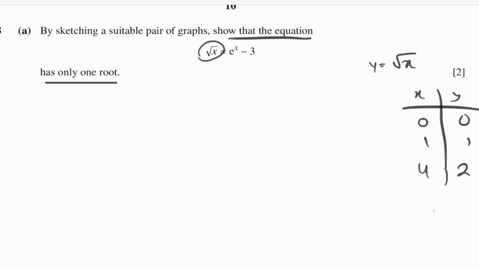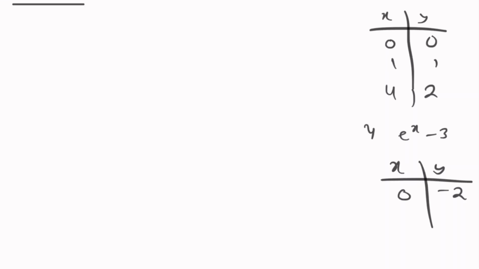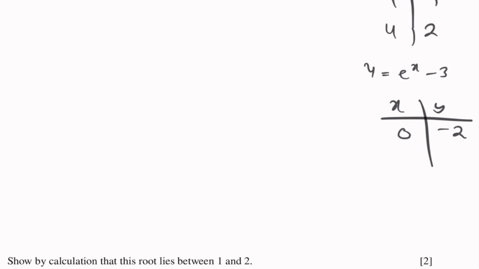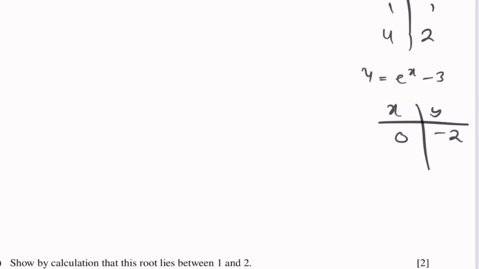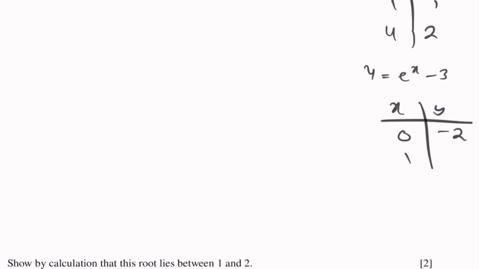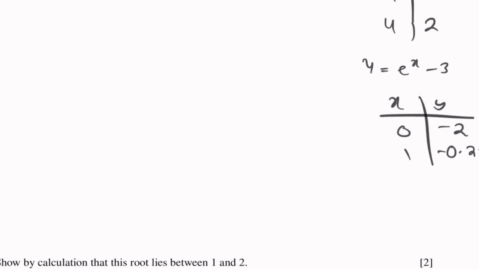For the second one, e to the power of x minus 3, let's say at x equals 0, it's going to be 1 minus 3, which is minus 2. And then what else could we do? We could do x equals 1, so e to the power of 1 minus 3 is equal to negative 0.2817. It's going to round to negative 0.3. One last point could be x equals 2, e squared minus 3, which is 4.4.